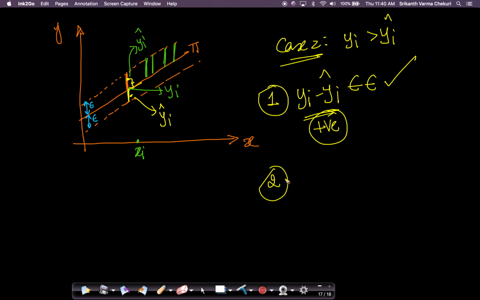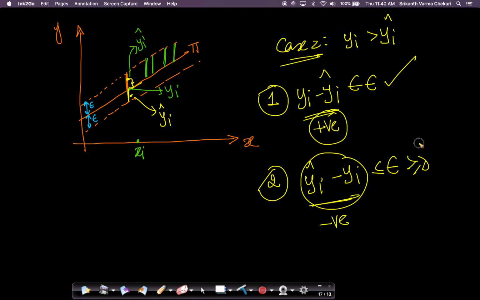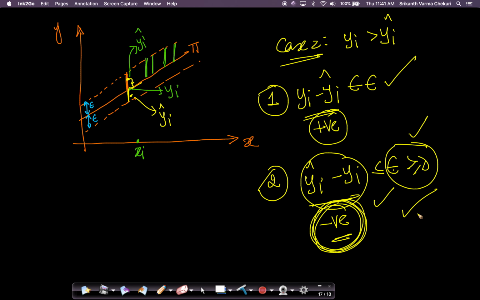What is constraint 2? Constraint 2 is yi hat minus yi is less than or equal to epsilon. Now here this whole thing is negative because yi hat is less than yi, and we know that epsilon is greater than or equal to 0. So obviously this constraint is satisfied, because these are negative values and epsilon is a positive value. Positive values are always greater than or equal to negative values. So this is automatically satisfied.